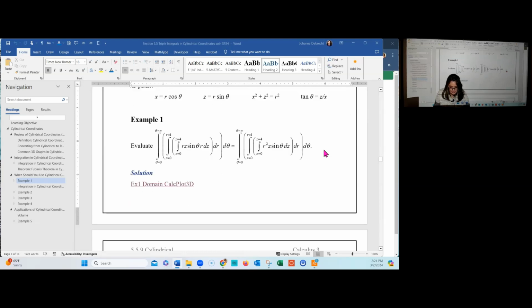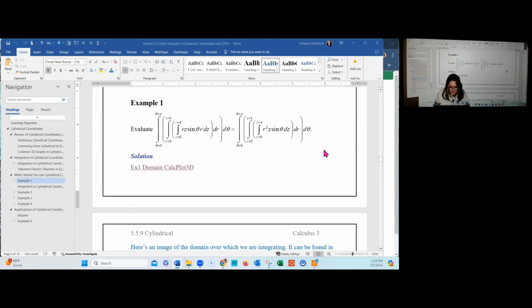Let's now go ahead and take a look at our first example. In our first example, we are in fact integrating over a cylindrical box. How do you know that this is a cylindrical box? First off, notice that you have a triple iterated integral, and you have the differentials dz, dr, d theta. The only time you're going to get dz, dr, d theta is when you're in cylindrical coordinates. Notice also that our differential is r dz, dr, d theta.